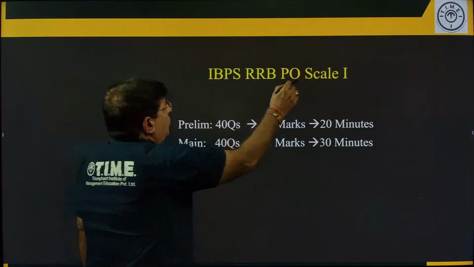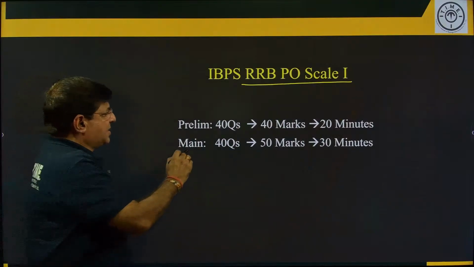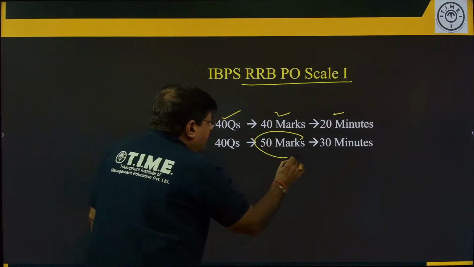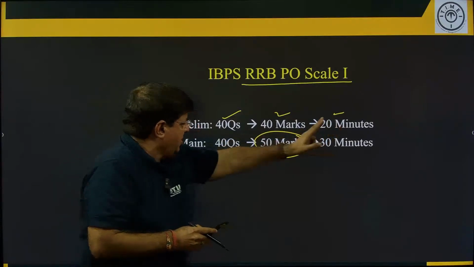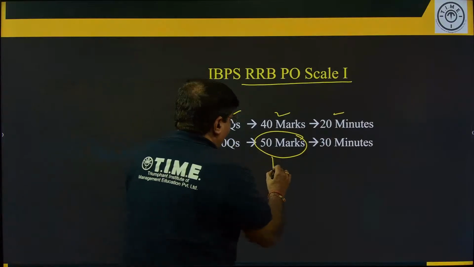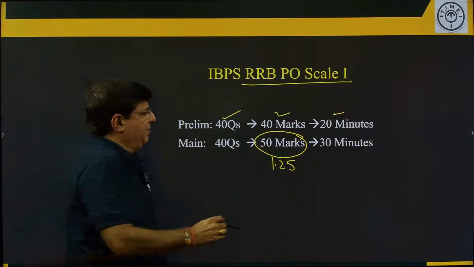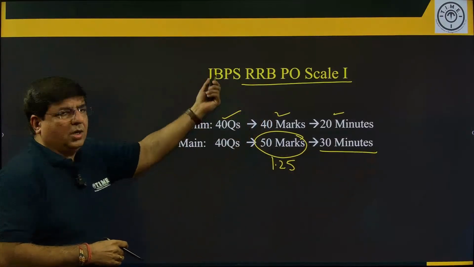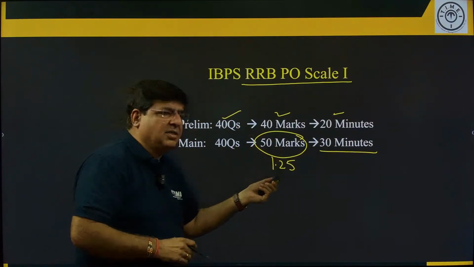Right, now let's go on to IBPS RRB PO scale 1. The marks, the number of questions, the duration is the same, except in mains where it is for 50 marks. Prelims: 40 questions, 40 marks and 20 minutes. Main: 40 questions, 50 marks. Each question carries 1.25 marks in main, and the time duration is 30 minutes. This is similar to the prelim one, except that there it was 40 marks and here it is 50 marks.